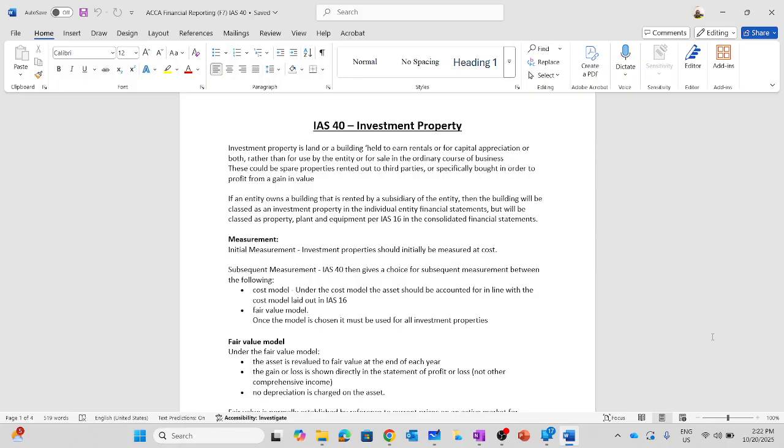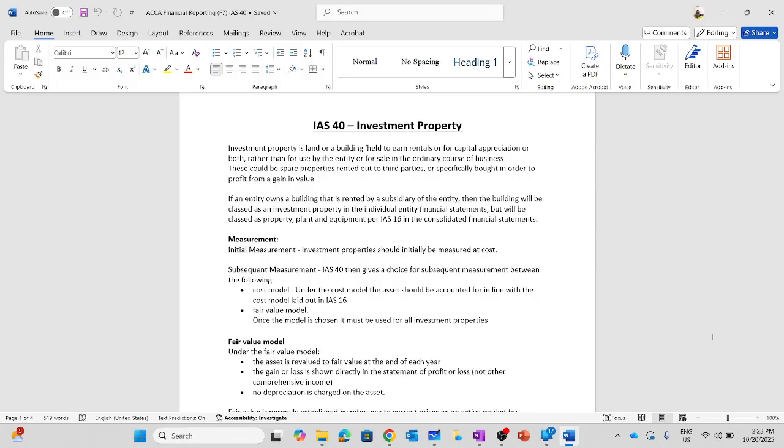Today, we are going to cover IAS 40, which is investment property. We are going to look at the distinction between investment property and property, plant, and equipment. We are going to look at how we can account for investment property using the cost and the fair value model. And finally, we are going to look at the linkages between the investment property and the property, plant, and equipment as per IAS 16.